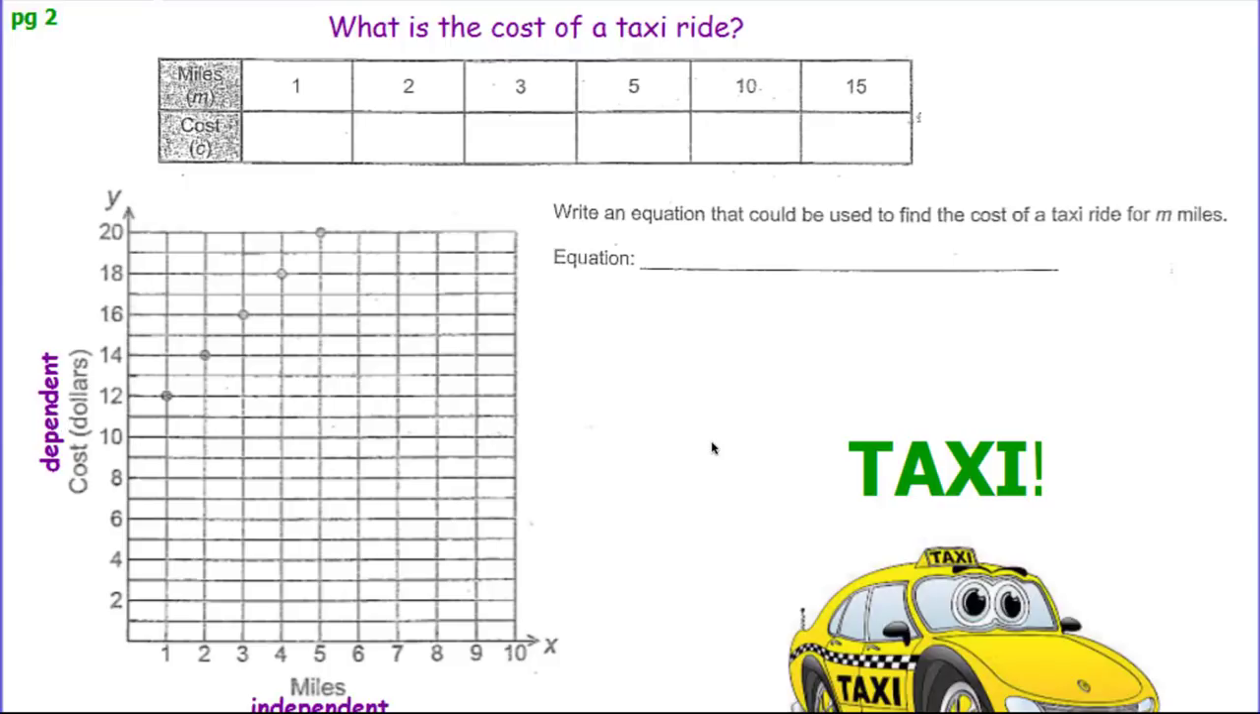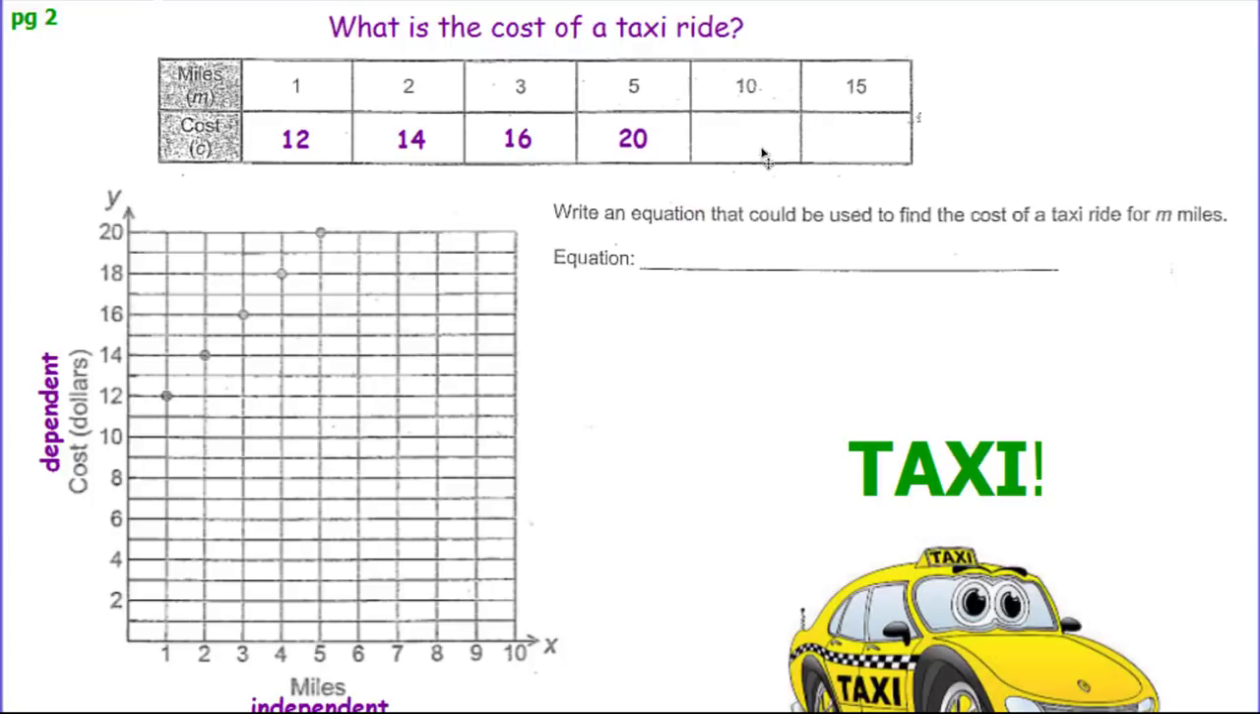So now let's look at the graph to help us fill in our table. If we travel 1 mile, then it's going to cost us $12. And if we go 2 miles, it's going to cost us $14. Okay, so that's 14. And if we go 3 miles, it's going to cost us $16. And if we go 4 miles, it's going to cost us $18. Well, that's not on there, so let's talk about if we go 5 miles, it's going to cost us $20.